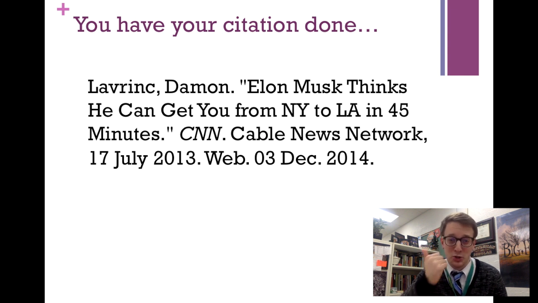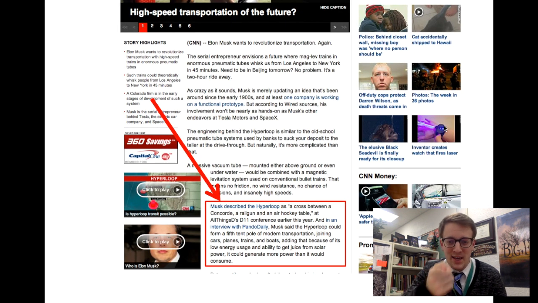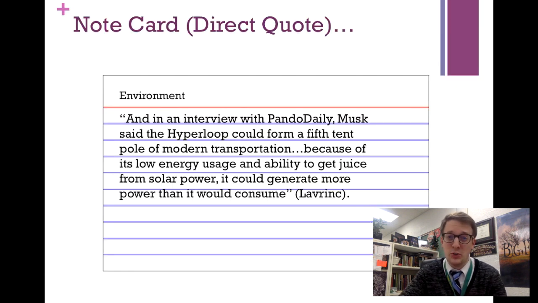There's an example of what the citation would look like, so you know that. This should look familiar. You should have a number of these examples. So I read the source, and let's say, ooh, this fact right here, I really, really like that. So I'm going to use it, and I made it into a direct quote. Directly quote, and in an interview with Pando Daily, Musk said the Hyperloop could form a 5th tentpole of modern transportation, and then I... because it's an ellipsis. I took out a part of the quote, but it still makes sense if you read it, so you can use an ellipsis if you want. Because of its low energy usage and ability to get juice from solar power, it could generate more power than it would consume. Great. Lavrink, author's last name.